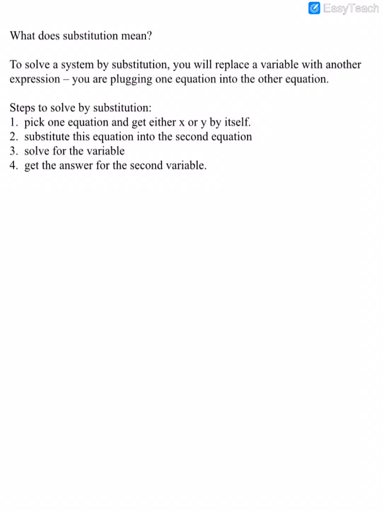So the steps to solve by substitution are that you pick one equation and get one of the variables by itself, either x or y, and then substitute this equation into the second equation. Solve for the variable, and once you get a number for one of the variables, you can take that number and plug it in to get the second variable.